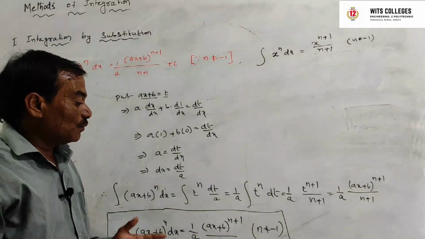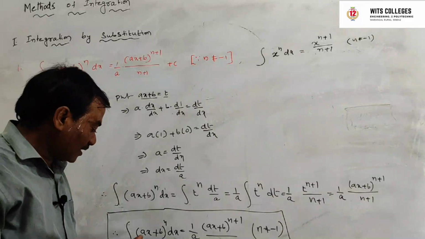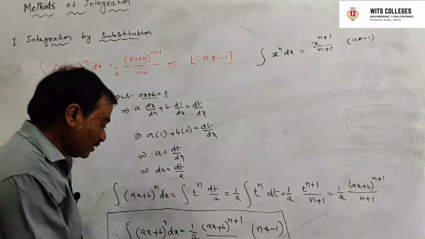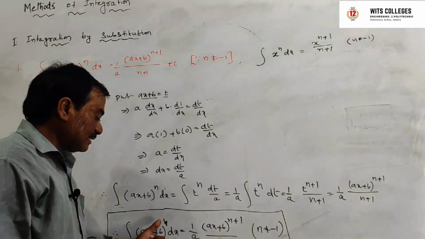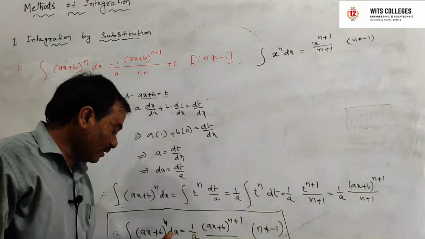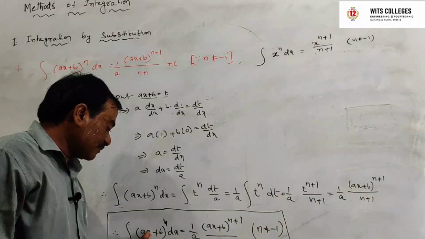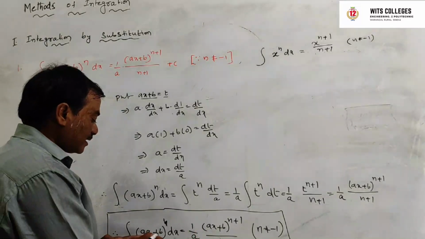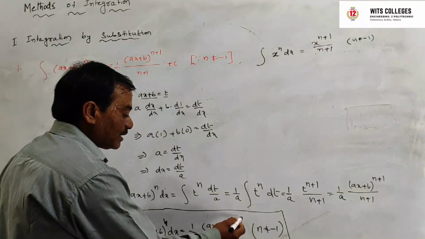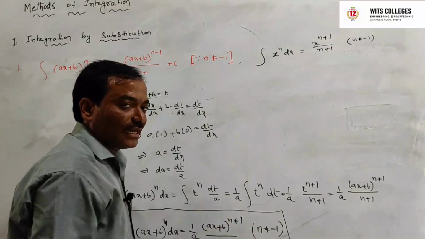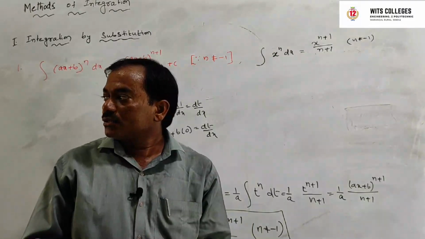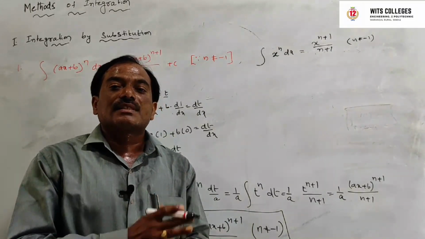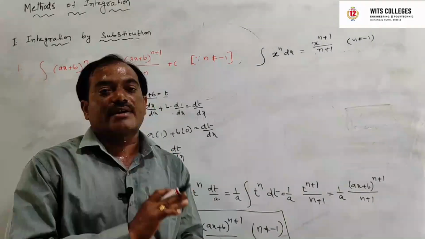So what is the observation here? This is (ax + b) to the power of n. The integral value becomes 1/a. What is a here? a is the x coefficient. So 1 by the x coefficient, into (ax + b)^(n+1)/(n+1), where n is not equal to -1. So this is the process of finding this kind of integral value.